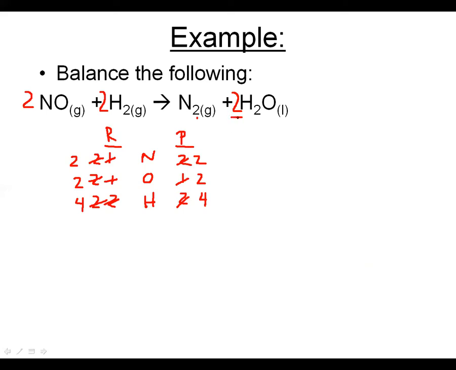Again, the only thing that we changed were the coefficients that came in front. We did not change any of these small numbers or anything like that. Any questions on how to balance that equation?